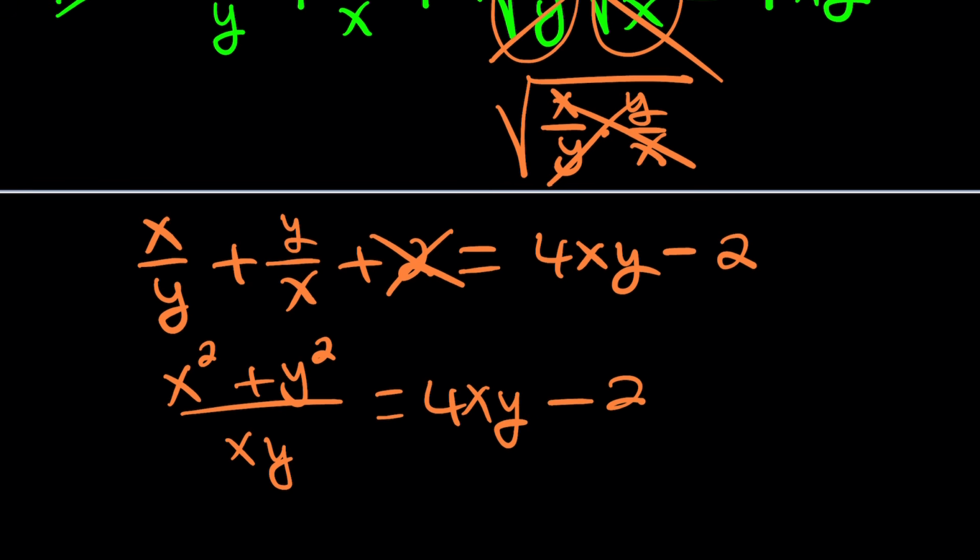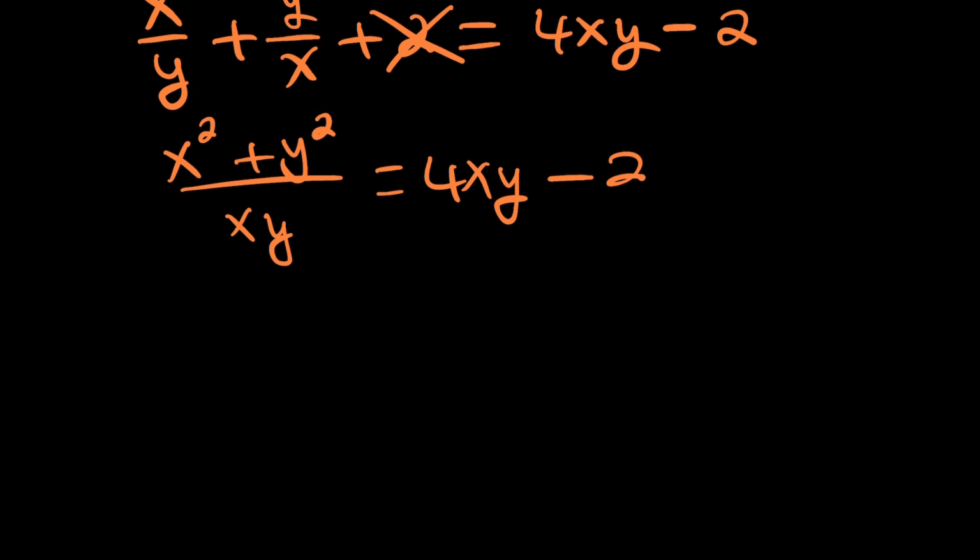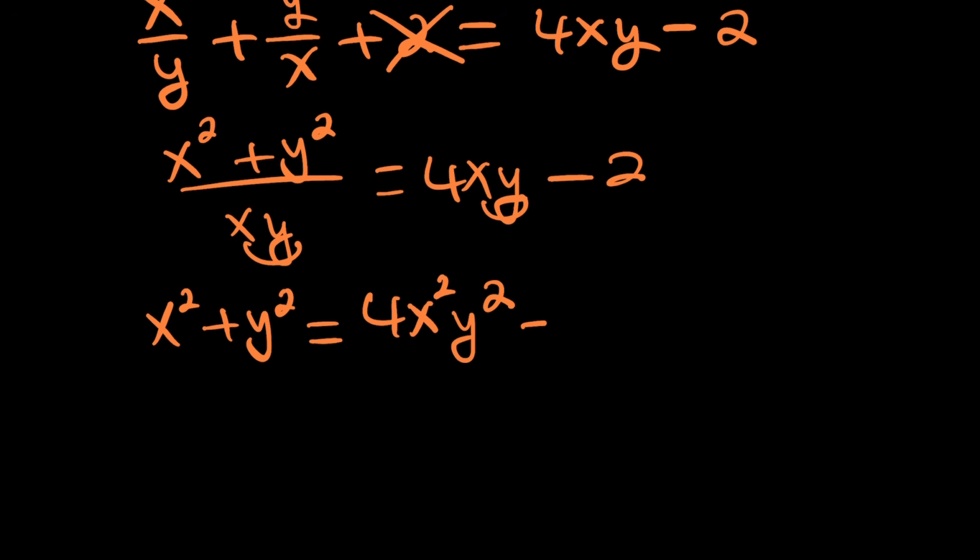Great. Now, what are we going to do next? Well, we kind of need to cross multiply, right? And that gives us x squared plus y squared equals, if you multiply xy by itself, you're going to get x squared y squared minus 2xy. Great. Now, this would almost look like a nice quadratic equation, wouldn't it? If we didn't have some additional terms.